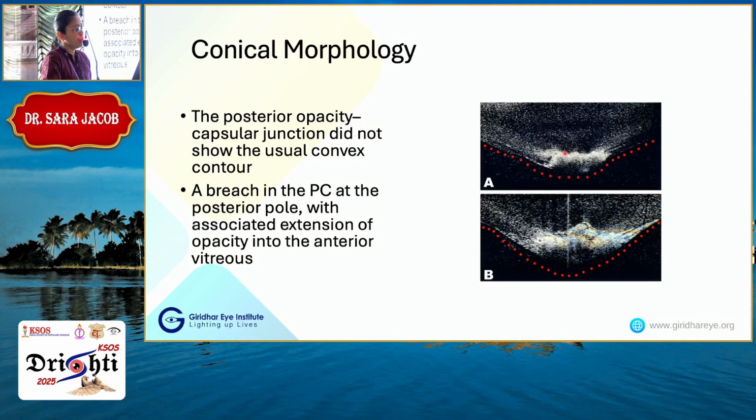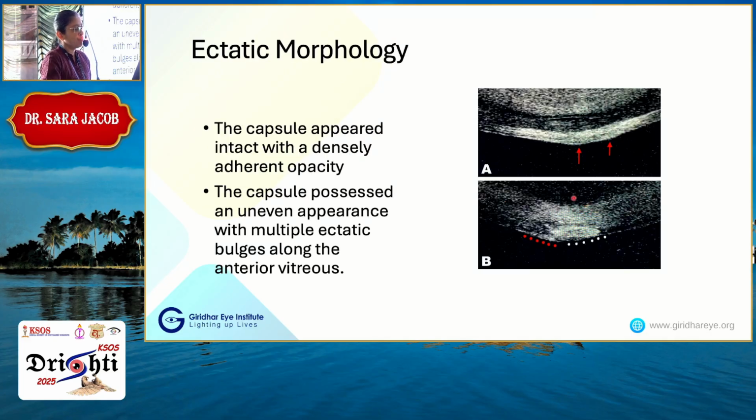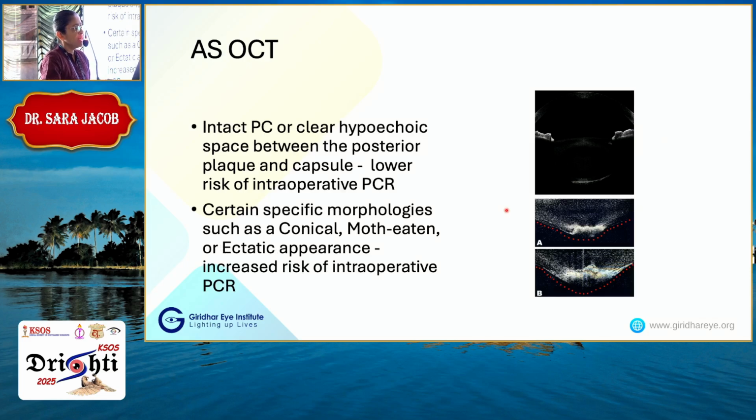In the conical morphology, the usual convex contour is lost, and through the deficient capsule, there is extension of opacity into the anterior vitreous. In the moth-eaten variety, there is a deficient capsule and there is a clear area in the opacity. In ectatic morphology, the PC is intact, but it is weak, so it shows multiple ectatic bulges into the anterior vitreous. So based on the OCT, an intact PC or a clear hypoechoic area between the posterior plaque and the capsule carries lower risk of PCR, while specific morphologies showed an increased risk.